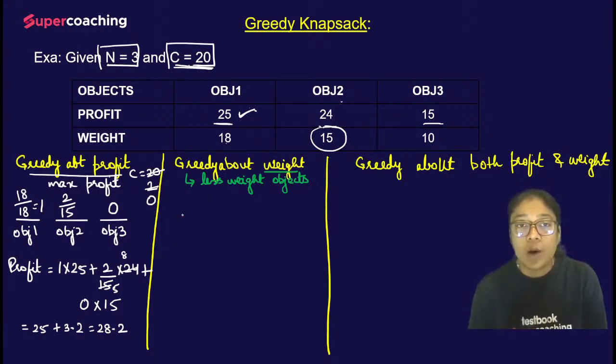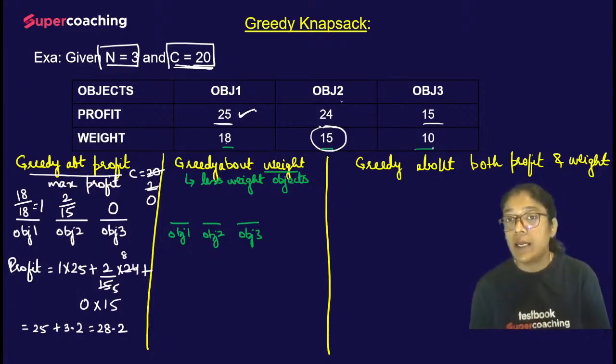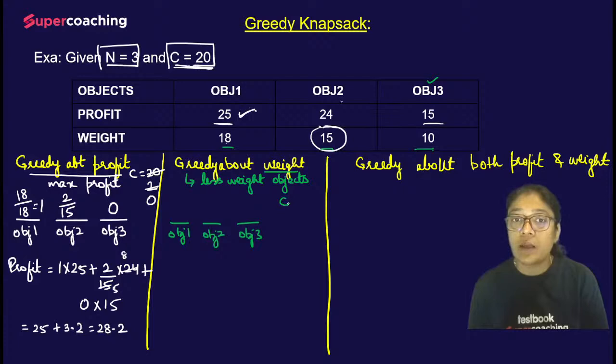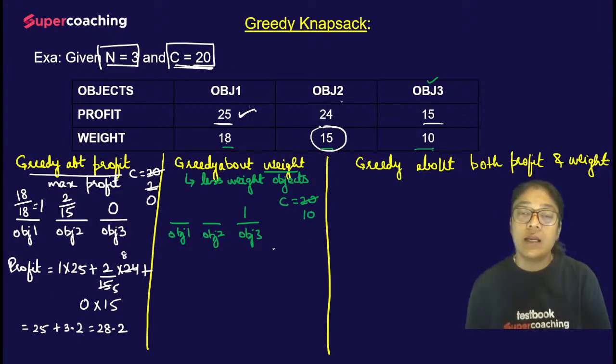So greedy about objects. Here let's consider all three objects. This is object 1, this is object 2, this is object 3. Object weights are 18, 15 and 10. That means first of all object 3 will be taken, because whose weight is the least? Object 3's. 10 units are available. How much capacity is available? 20. So 10 units will be taken out of 10. So the remaining capacity comes out to be 10. 20 minus 10 is 10.